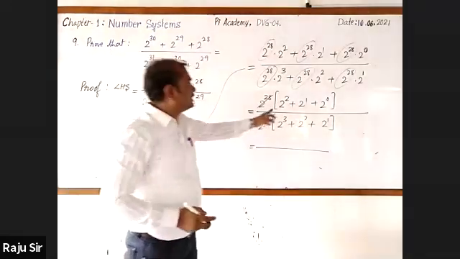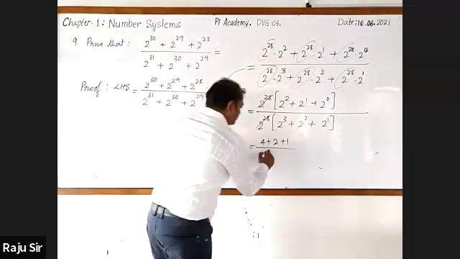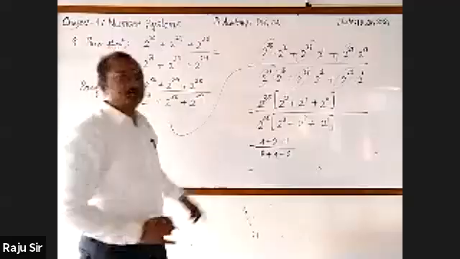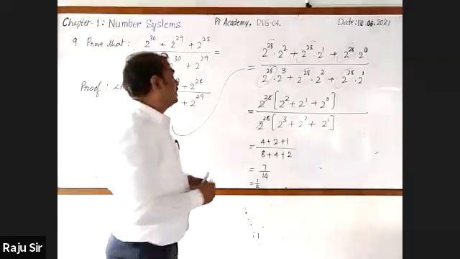Now, we are very familiar with these values. What is 2 square? 4. 2 raised to the power 1? 2. 2 raised to the power 0 is 1. 2 cube is 8, 2 square is 4, 2 raised to the power 1 is 2. So 4 plus 2 plus 1 is 7, and 8 plus 4 plus 2 is 14. 7 by 14 is 1 by 2. The question also has 1 by 2.